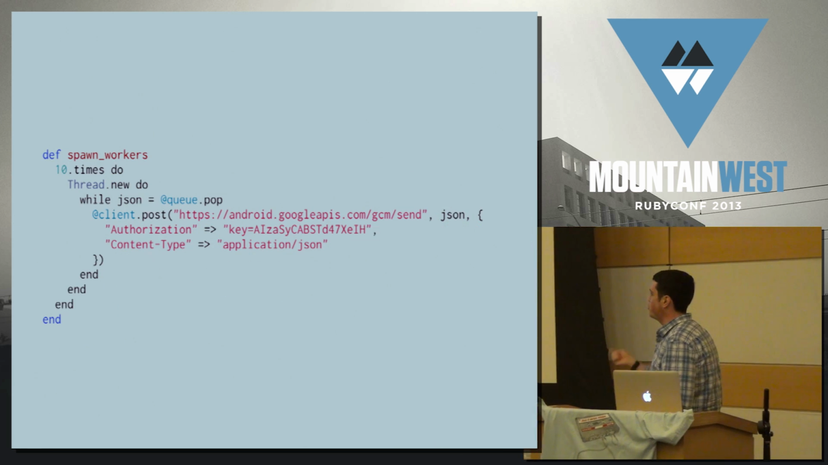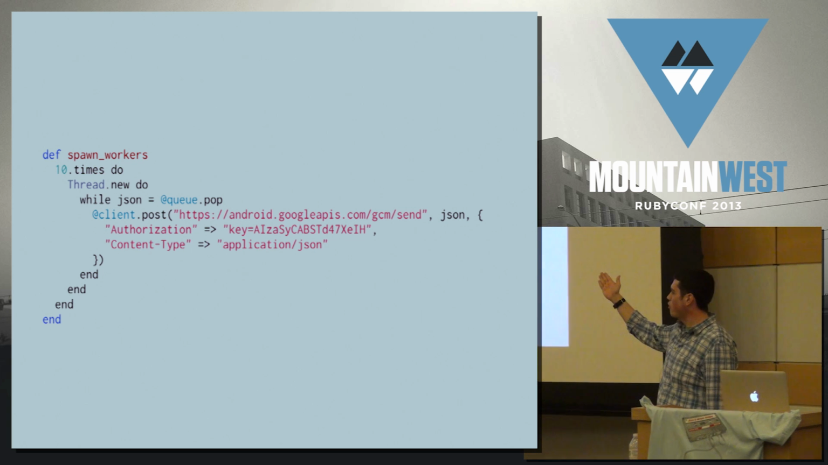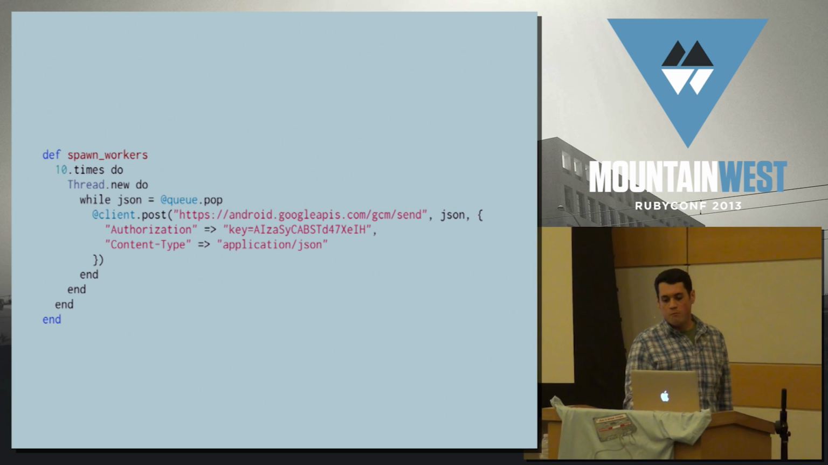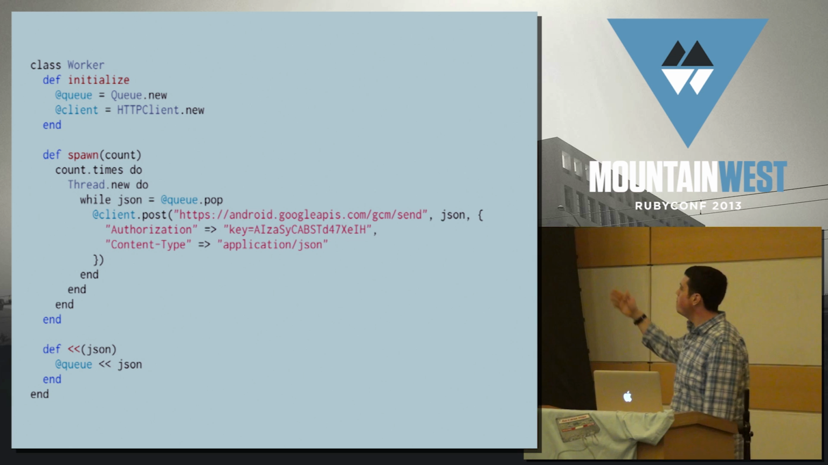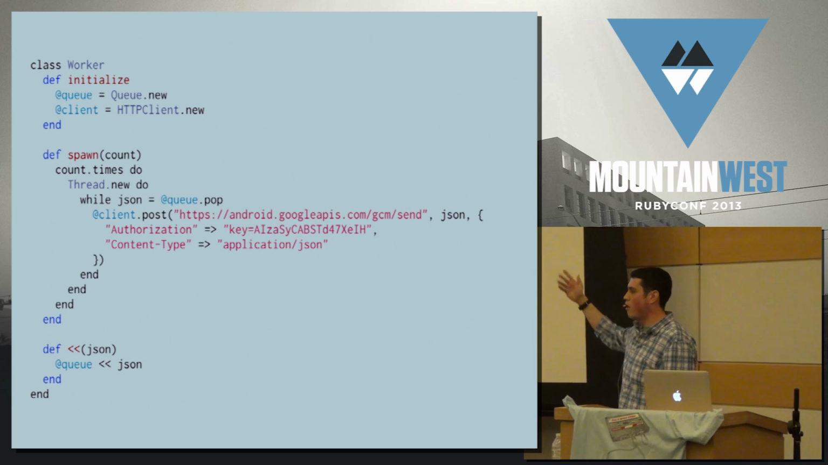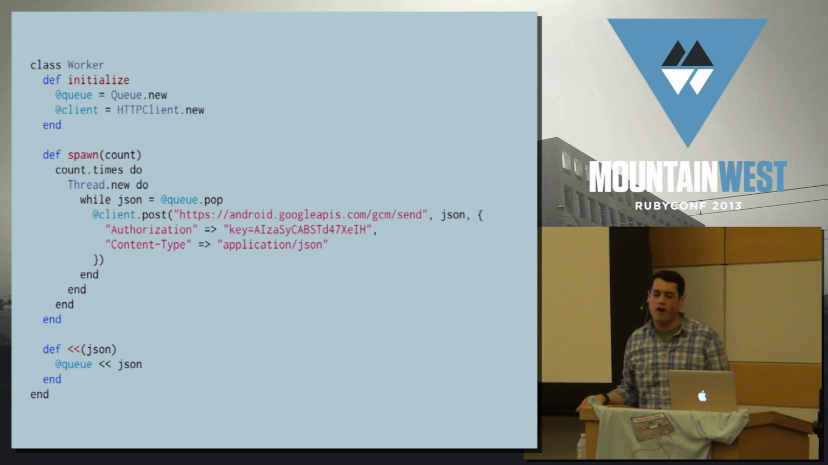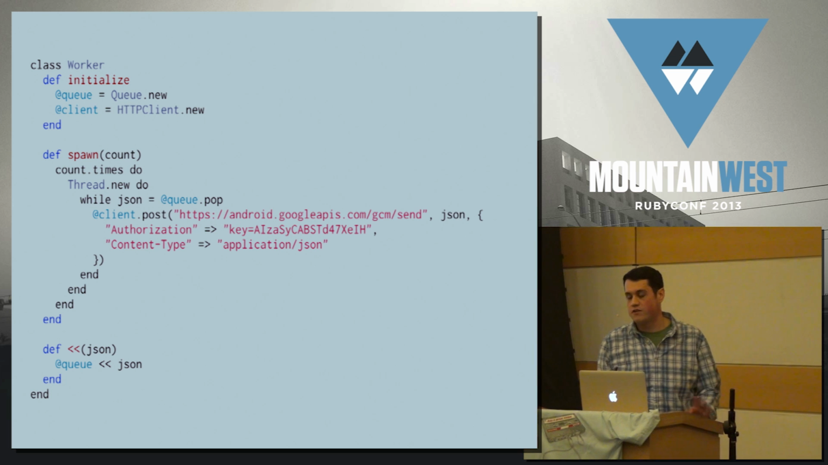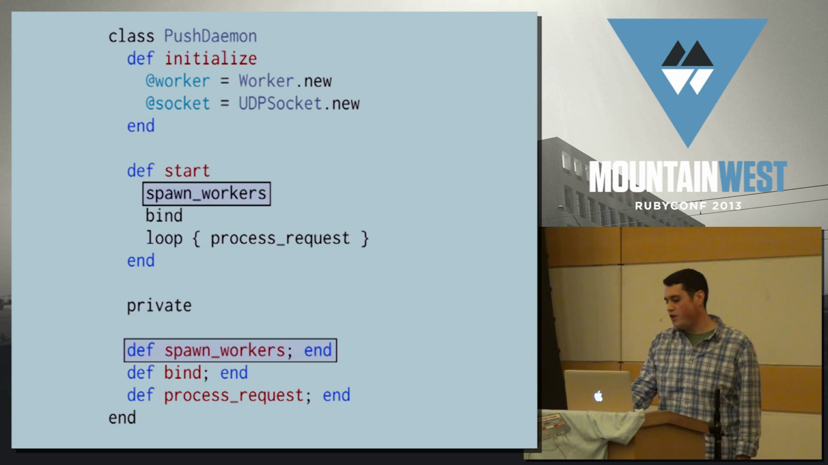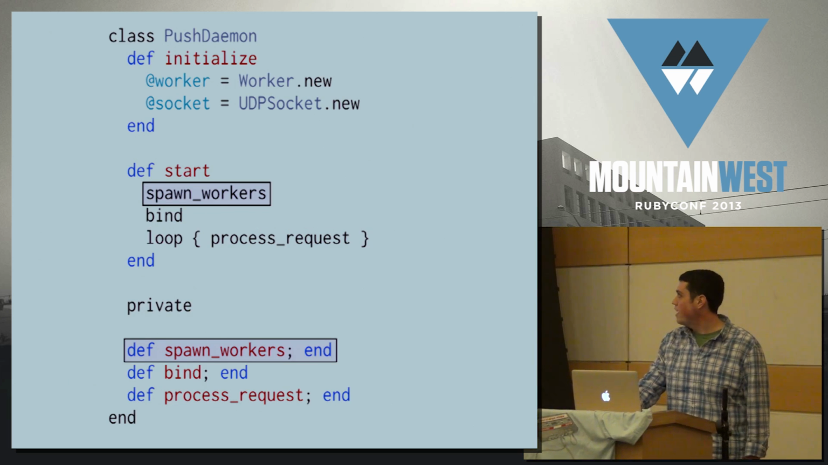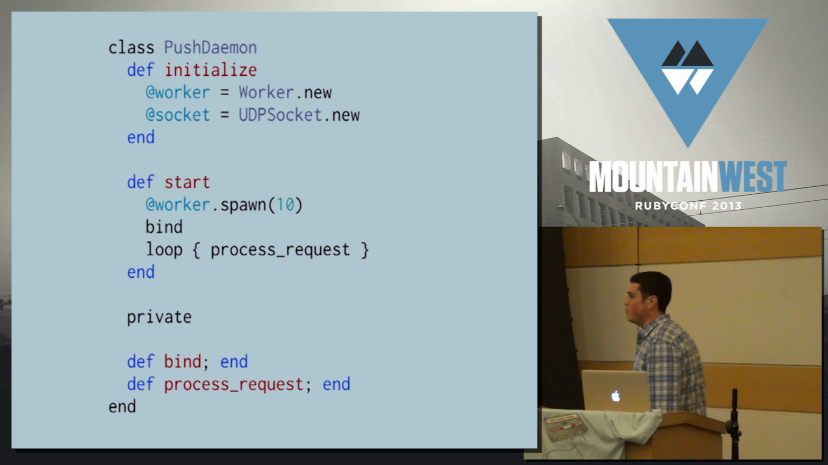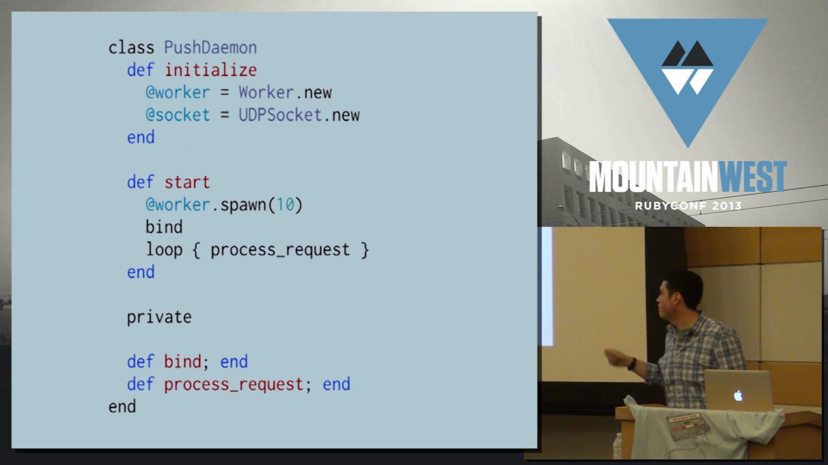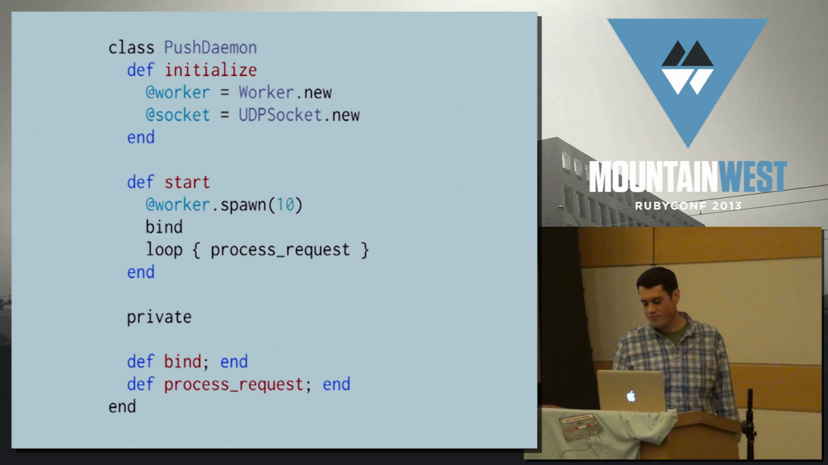Now we can actually extract the method we wanted to extract. So spawn workers is still in push daemon. We could move that method into worker now. So we're going to move it into worker. We're going to call it spawn because spawn worker would be redundant. And we're going to parameterize count. But other than that, we're going to leave it unchanged for now. In push daemon, we no longer call this local. It goes away. And instead, we tell our worker to spawn, and we give it some unit of work, unit of concurrency, in this case 10.